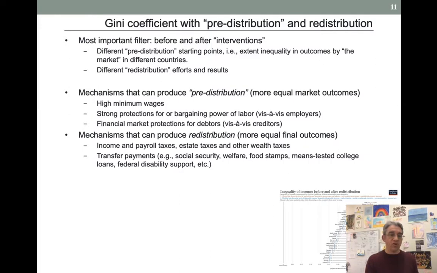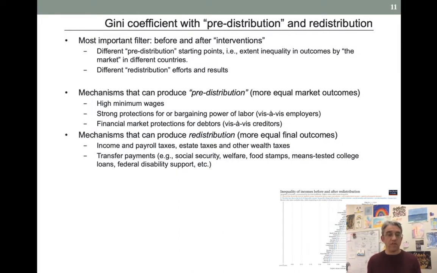If you don't know that term, a more technical term from economics, you certainly know Social Security, welfare, food stamps, college loans that are based on need. Federal disability support is an important one. More than 10 million people in the United States get some form of that. Those all take the market outcome and then move money around again to get different final outcomes. All right, so those are pre-distribution and redistribution impacts, and we're going to look at the Gini coefficients in both of those cases.